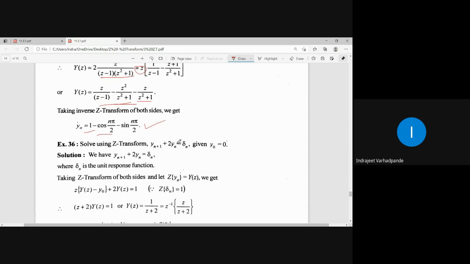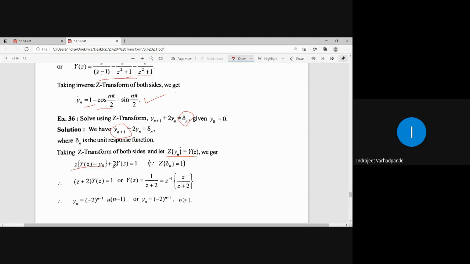Do not get confused if your RHS is delta n. Delta n is the unit impulse function. इसका Z transform यानी क्या आता है? 1. So RHS में आपका आंसर क्या आएगा? 1 आएगा. So for y(n+1), z Y(z) minus y(0) plus 2Y(z) is equal to 1.